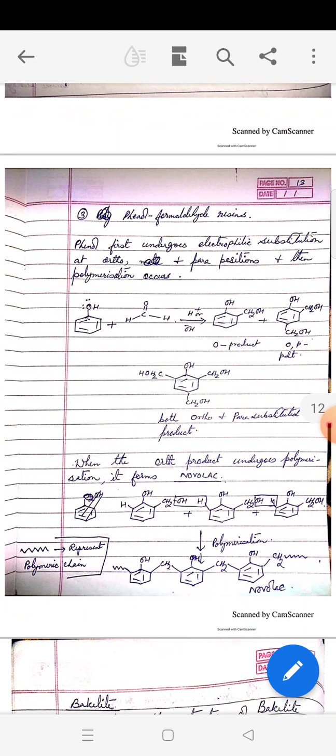Dear students, let us continue our discussion on polymers. Our next category of polymer is phenol formaldehyde resins. So we need to do a few polymers which we are actually using in our day-to-day lives. First of all, we'll take up phenol formaldehyde resins.